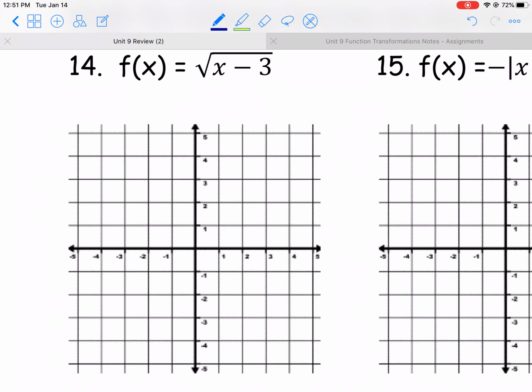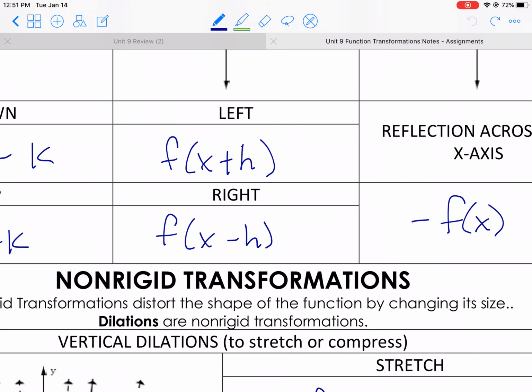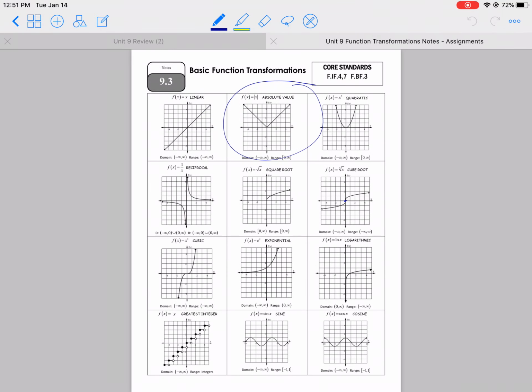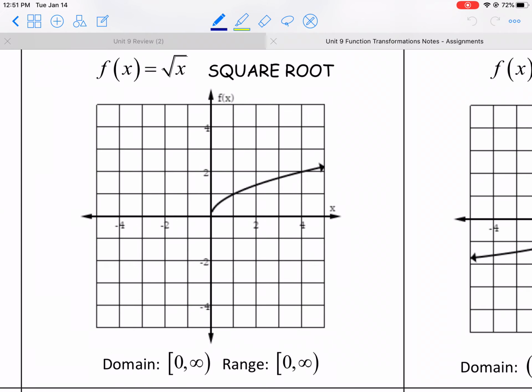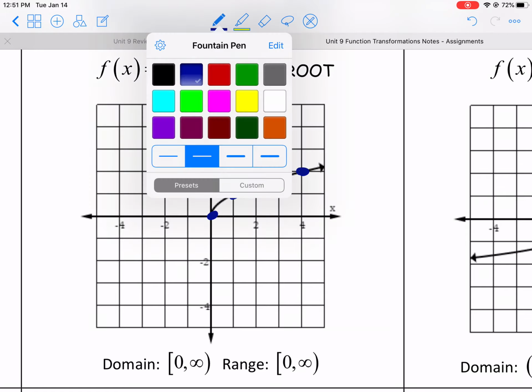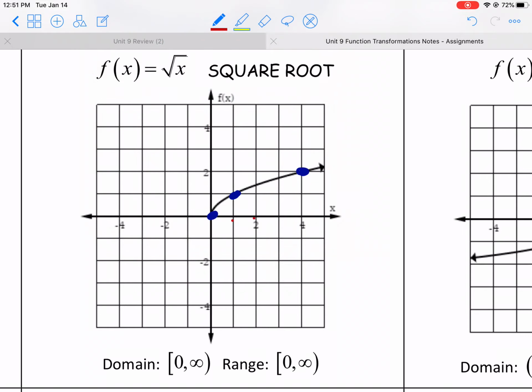Okay, on number 14, we haven't really in class graphed any of these, but this is a square root function. So let's look closely at what the square root function looks like graph-wise. You've got a point at 0, 0, 1, 1, and then 4, 2. Our equation had the square root of x minus 3, so that would be telling us to shift to the right 3. 1, 2, 3.